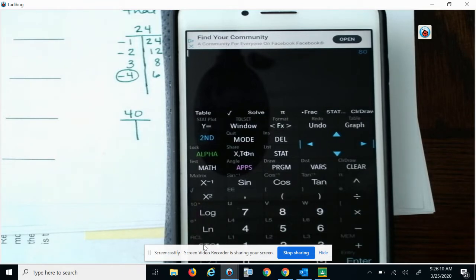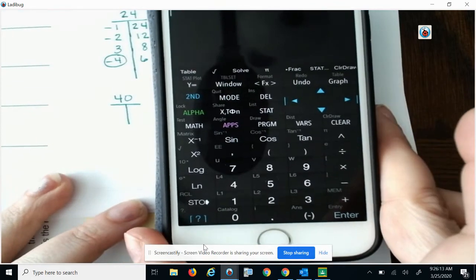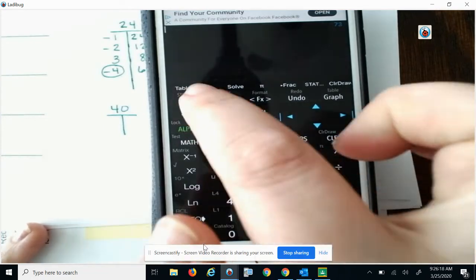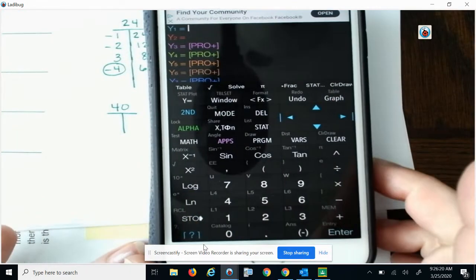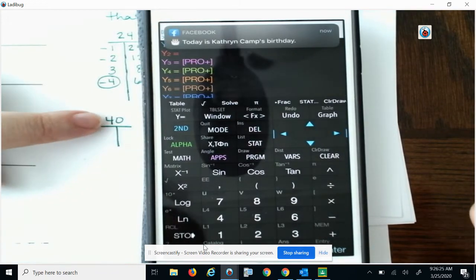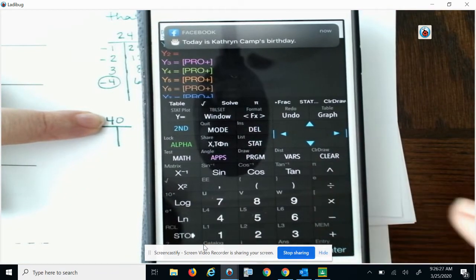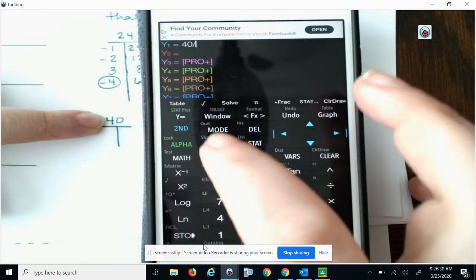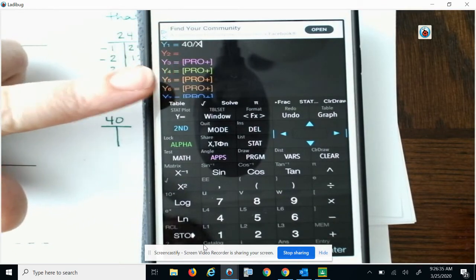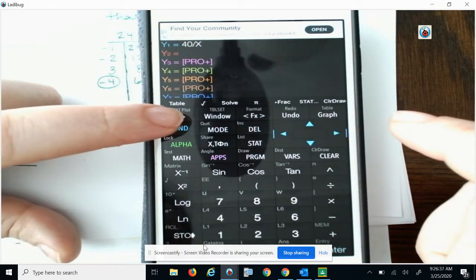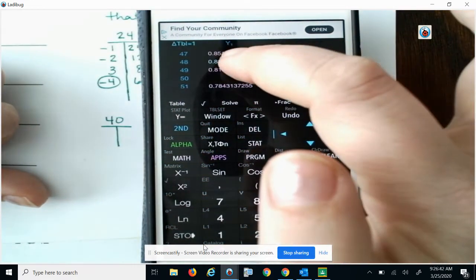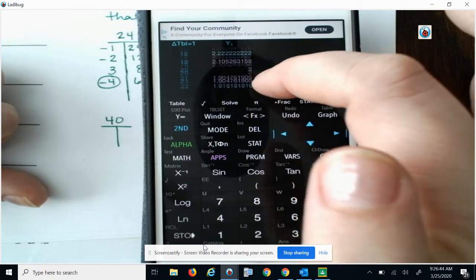From there, you get a calculator that looks very much like your graphing calculators at school. Okay, so when you get in there, you're going to go to y equals. On Desmos, you're automatically at a y equals. And then you're going to put in the number that you want to divide. So we do 40. And then you always do divide by x. So you have 40, your number divided by x. Then go to your table, second graph. And on your table, wow, that's really down there.